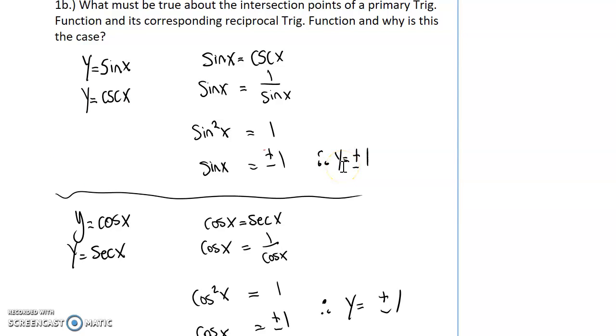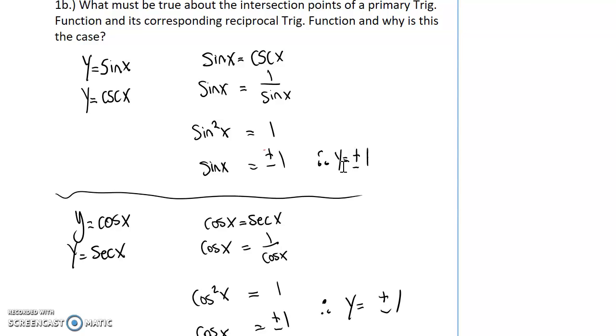For 1b, to find the POIs, set the primary trig ratios equal to the reciprocal trig ratios. Then I isolated for the value of the trig ratio. This results in a value of 1 or -1 at the point of intersection.